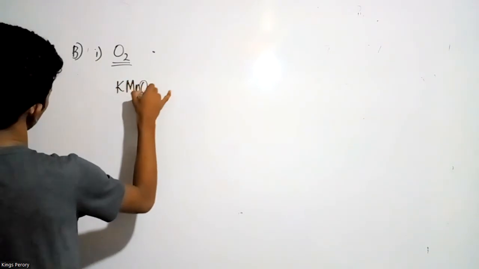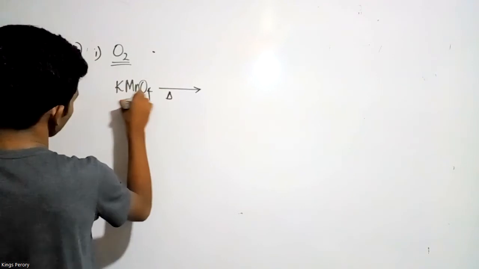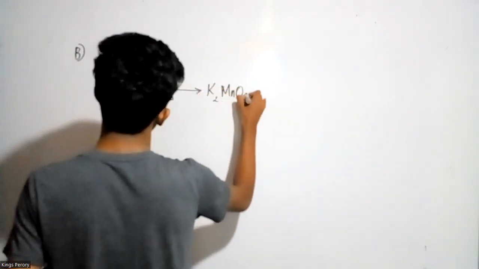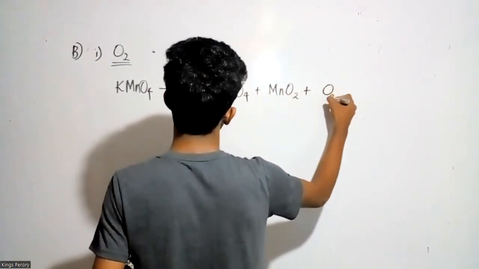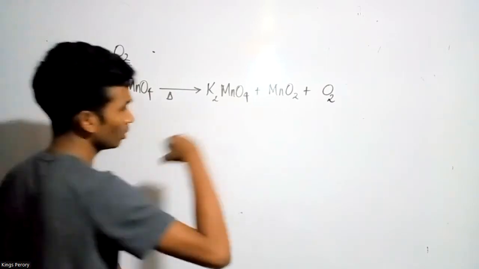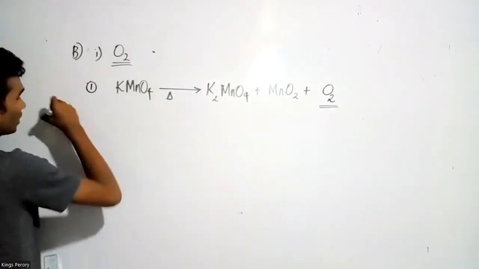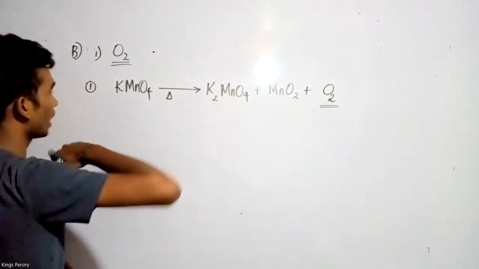Decomposition of potassium permanganate, KMnO4. When potassium permanganate decomposes, K2MnO4, MnO2, and oxygen are released. There you go, you can produce oxygen. This is the first one, and this is the most important method, and the one usually used in the lab.